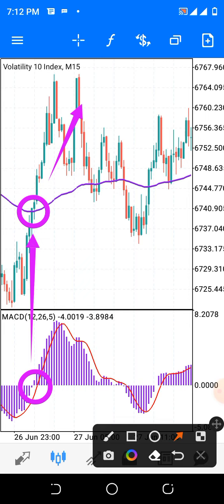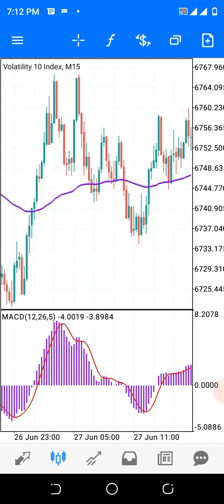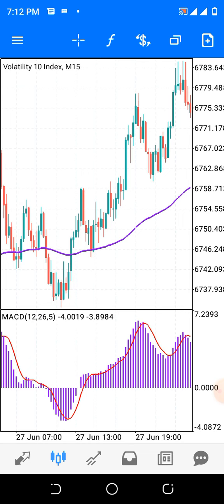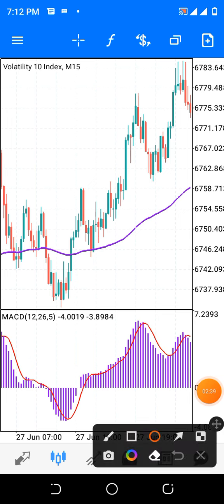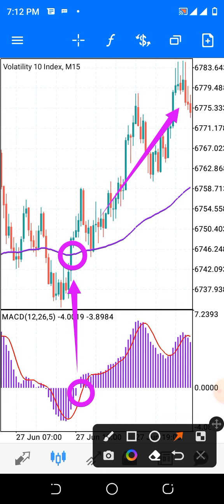Watch here. There is another simultaneous crossing here. This is MACD crossing, and at the same time candlesticks crossing the moving average. You take here a buy position. This is a lot of gain for you. Do you understand? Simple strategy with high profiting rates. Do you understand?